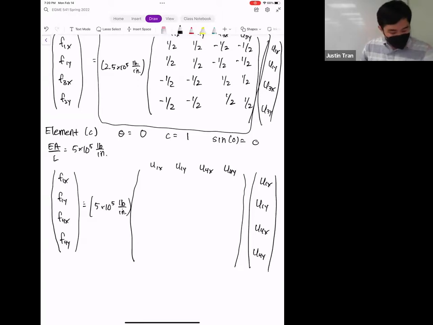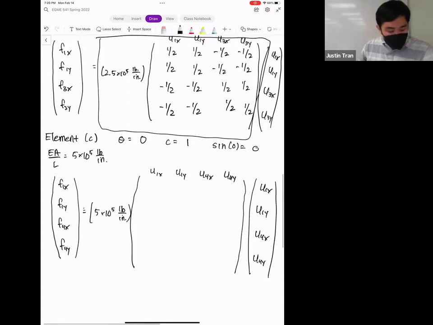Okay, so we're going to start off with a cosine squared. So cosine squared is 1 squared, which is 1. Then we have cosine times sine, which is 0. Then we have a minus cosine squared, which is -1. And then we have a minus cosine sine, which is 0. So that's the first row.